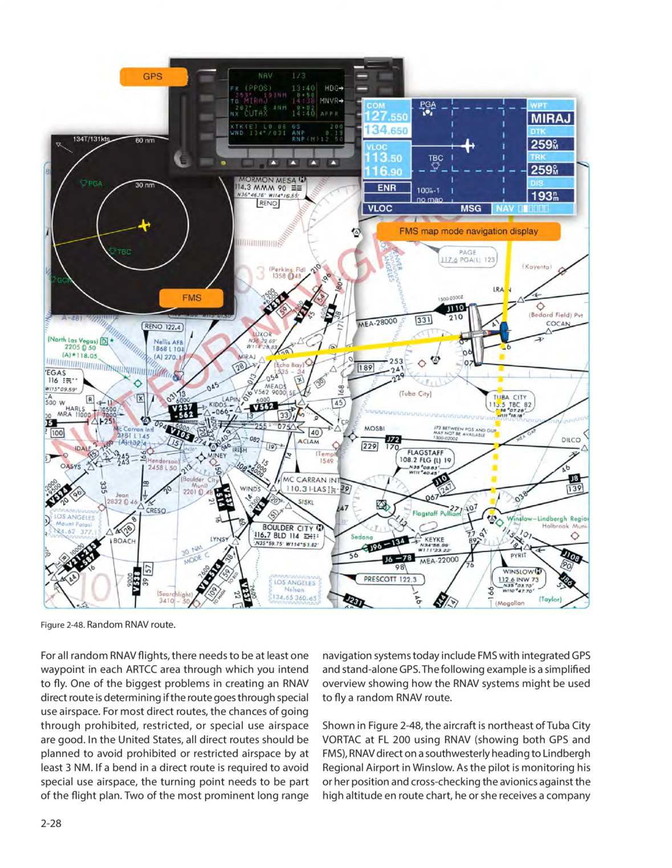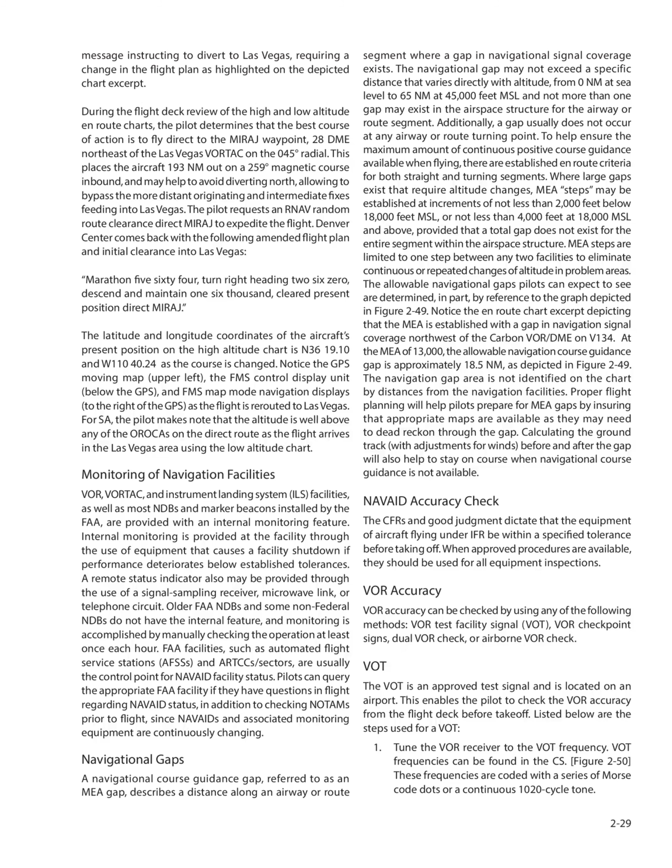The following example is a simplified overview showing how the RNAV systems might be used to fly a random RNAV route. Shown in Figure 248, the aircraft is northeast of Tuba City VORTAC at FL 200 using RNAV, showing both GPS and FMS, RNAV direct on a southwesterly heading to Lindbergh Regional Airport in Winslow. As the pilot is monitoring his or her position and cross-checking the avionics against the high altitude en route chart, he or she receives a company message instructing to divert to Las Vegas, requiring a change in the flight plan highlighted on the depicted chart excerpt.